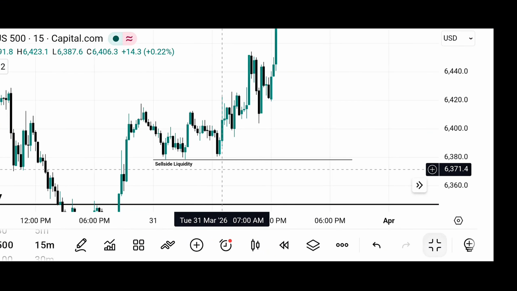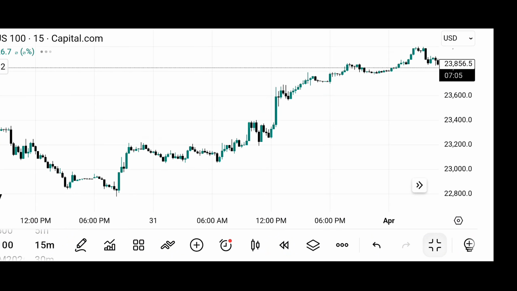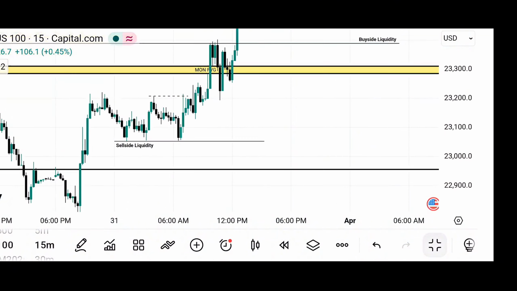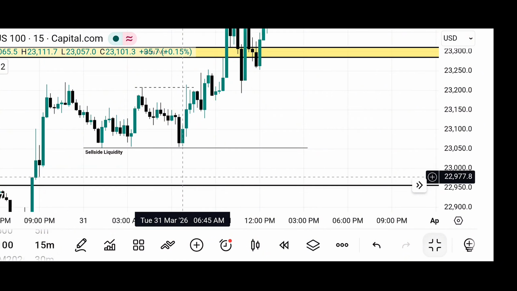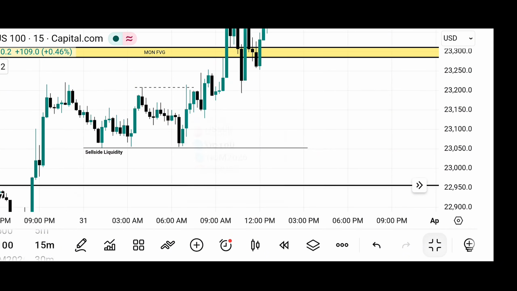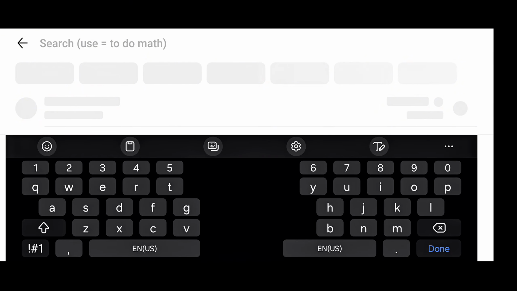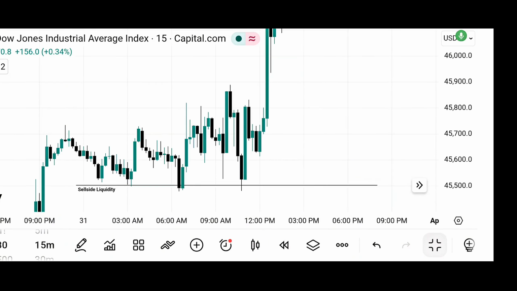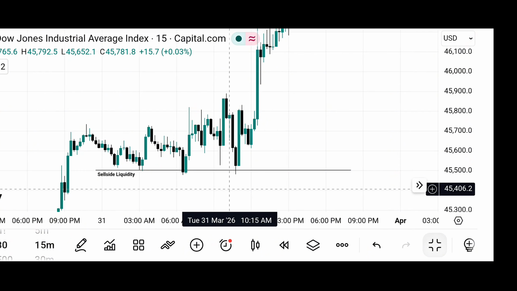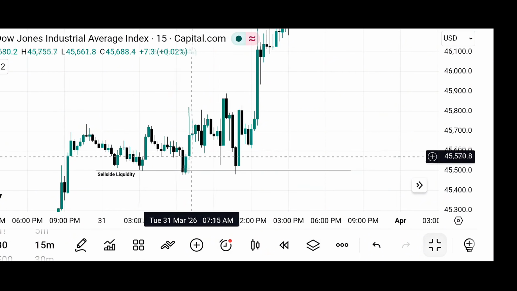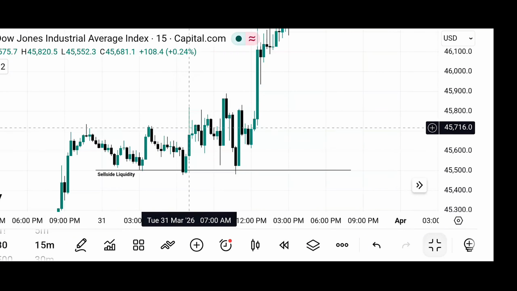This is the 7 a.m. candle on the Nasdaq. At 7 a.m. there was a shift in market structure. Let's see on the S&P and on the Dow Jones. Also at 7 a.m. there was a shift in market structure.